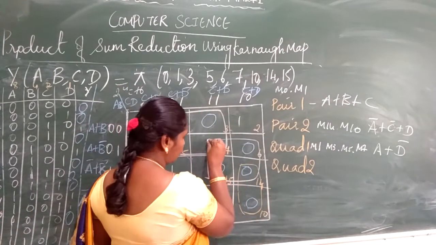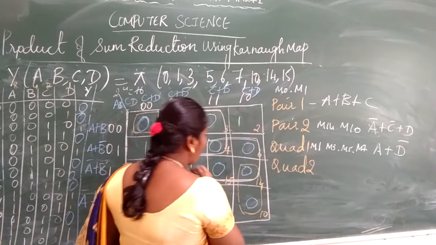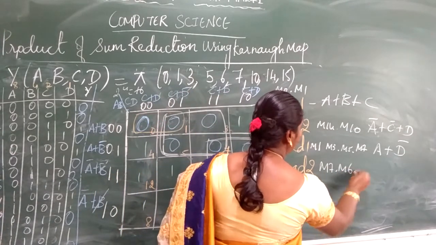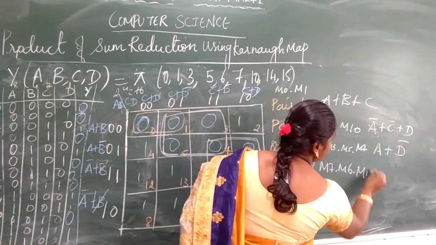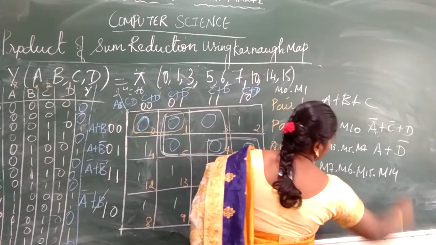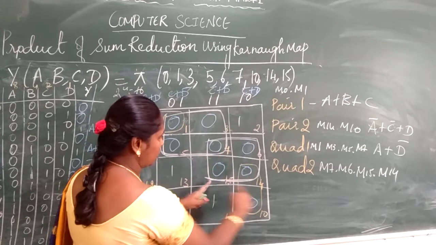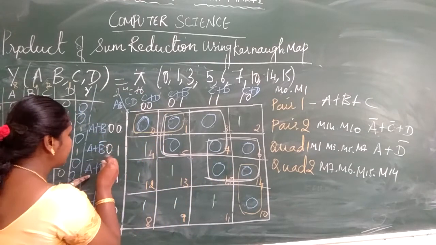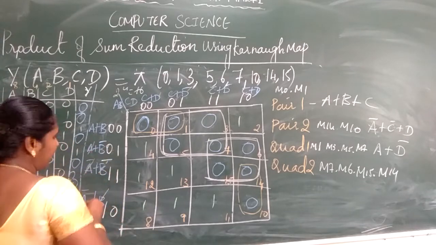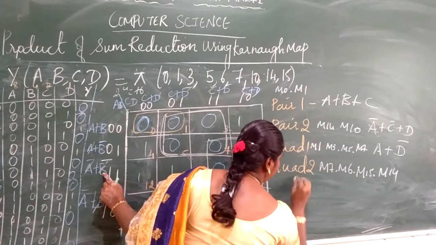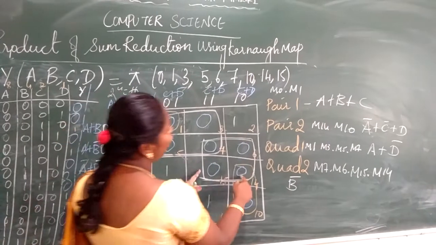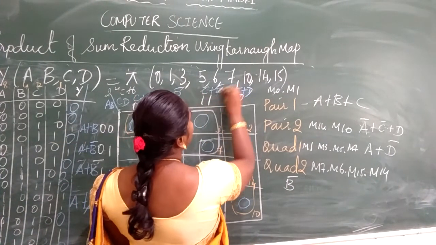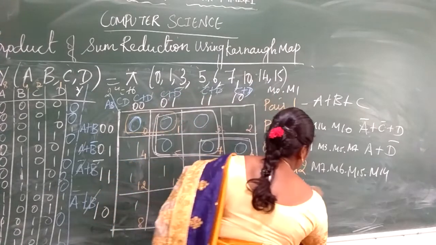Next we go for quad 2. My quad 2 is this one. What's my expression here? It is M7 into M6 into M15 into M14. For this expression, when you see vertically, that is a plus b bar and a bar plus b bar. So a gets cancelled, the left out is b bar. When you move horizontally, c bar plus d, so d gets cancelled, the left out is c bar.